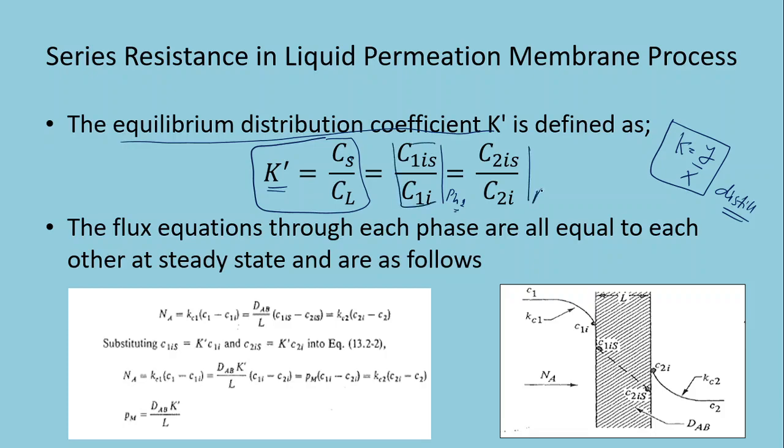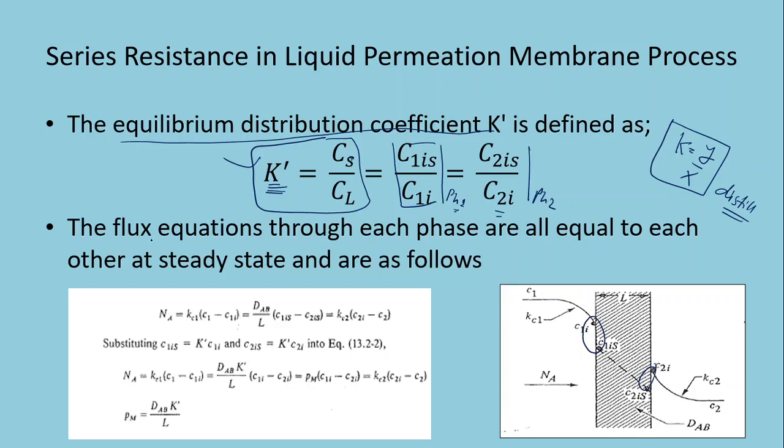At phase 2, this is C2IS upon C2I. So these two equations are derived from the general formula K dash is equal to Cs upon Cl. So this is a relationship, and this relationship is denoted by K dash. So now we have the relationship between these two locations.